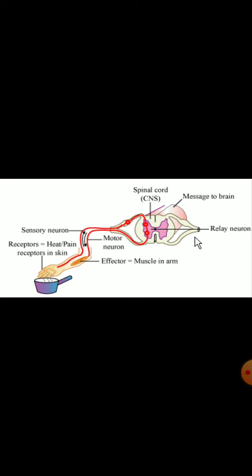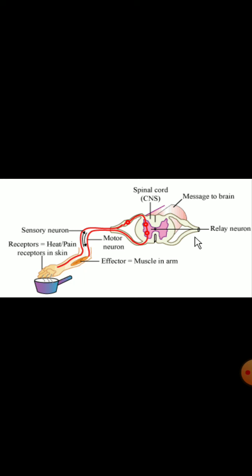Now here CNS is written. What is it? It is the central nervous system. The full form of CNS is central nervous system. This means that the spinal cord is a part of the CNS. Now from that, the message will go to the brain, and the brain will give the message back.